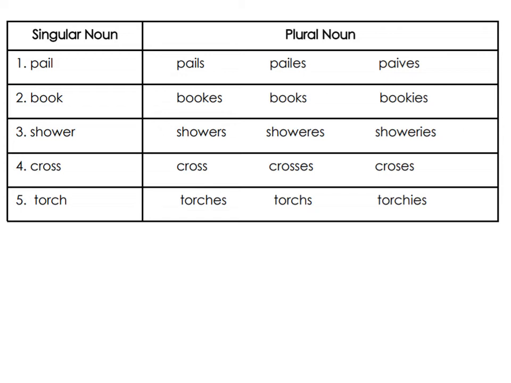If you're not yet done and you're still thinking of the answer, just click the pause button. And if you're done, just click the play button. Number 1, the correct answer for pail would be pails. Number 2, book. The correct answer would be books. Number 3, shower. The correct answer is showers. Number 4, cross. The correct answer is crosses. Number 5, torch. We have torches. Did you get 5? If so, congratulations.